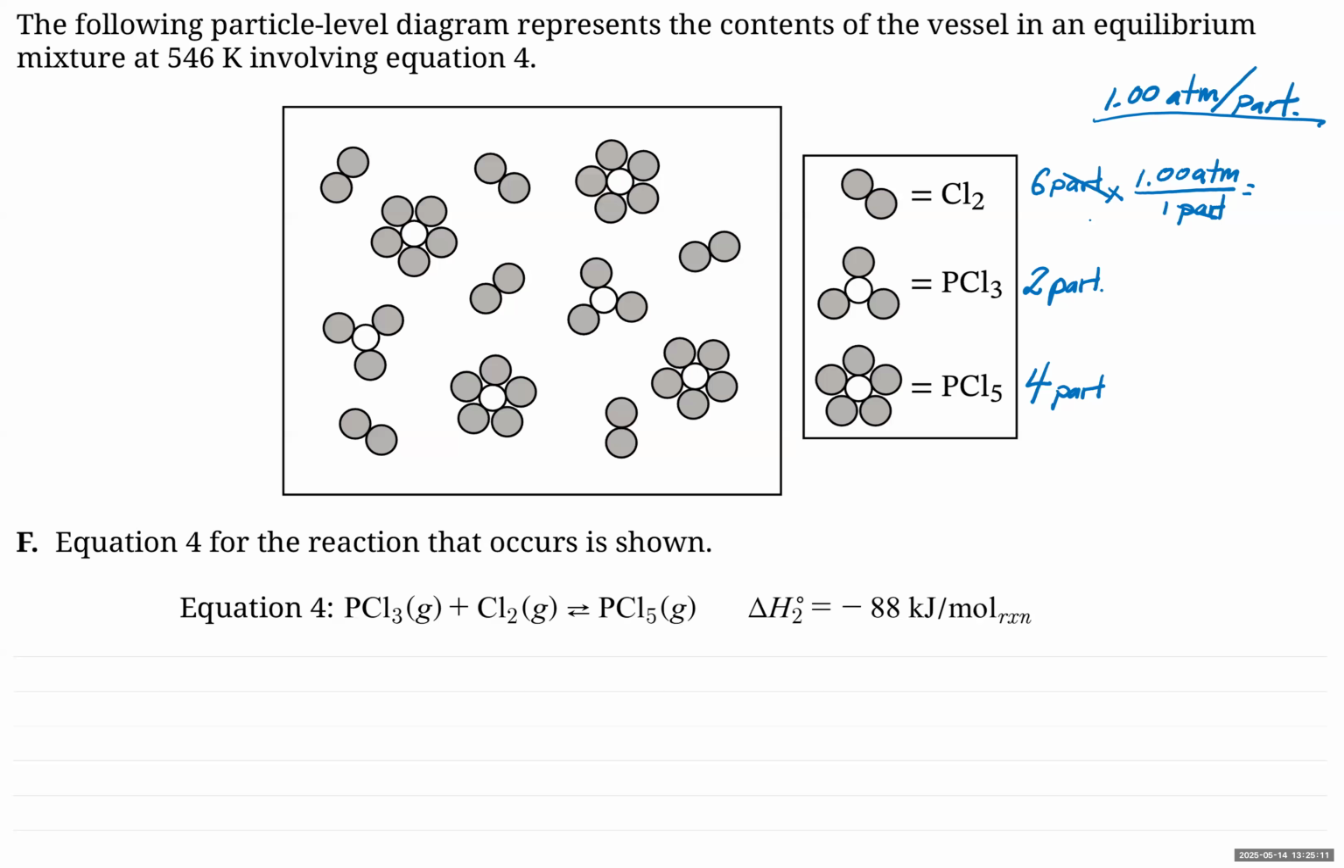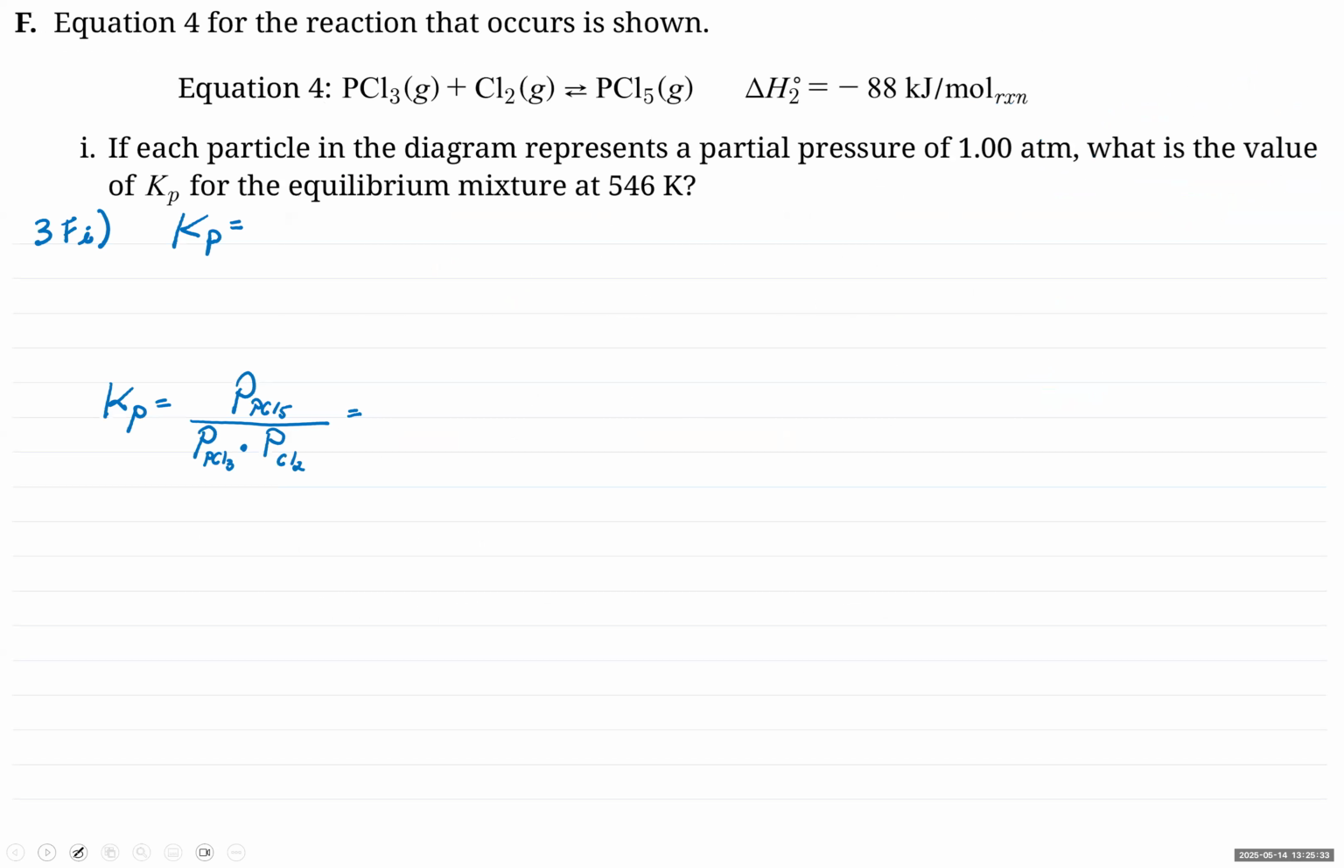Like that, to say that your dichlorine is 6.00 atm. And using the same logic and same math, you will realize that this is 2.00 and this is 4.00 atm. Okay? All right, so what does that mean? That means let's now go back and we can fill in these things.